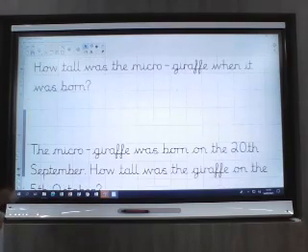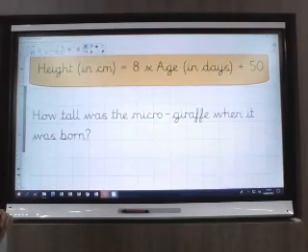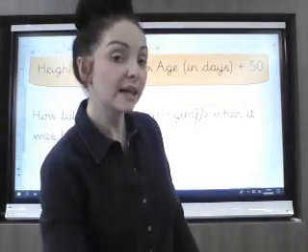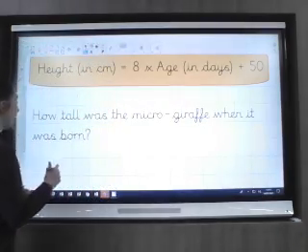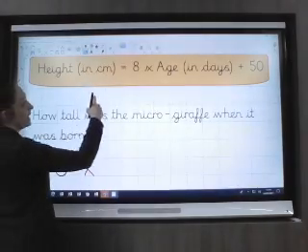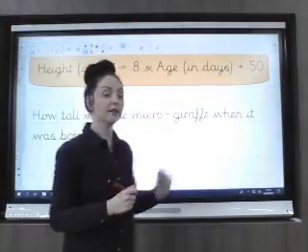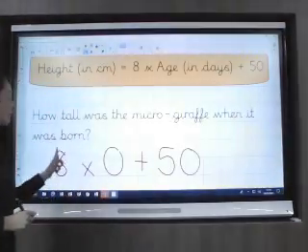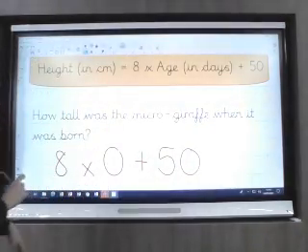So then it says, how tall was the micro giraffe when it was born? Okay, so if it's just being born, it's not been alive for any days. So it's going to be 0 days old. Okay, so the 8 stays the same. So it's going to be 8 times 0, add the 50. Okay, and that will give you your answer. So think about what 8 times 0 is, add 50 on. Okay, so you do that one to finish that question off.